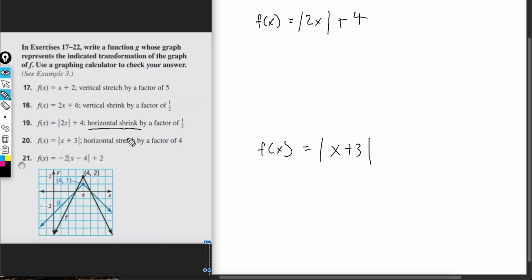Now we're doing horizontal shrink and horizontal stretch. These two are pretty much the same thing, and I'm going to tell you why. So this one says 1/2, so I'm going to write it really quick down here. And this one, I'm just going to write it down here. Cool. Everything good so far?